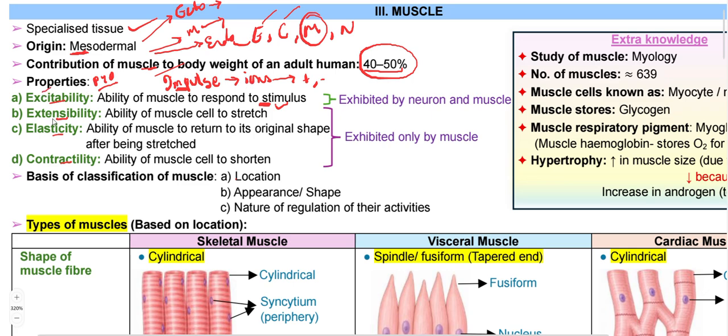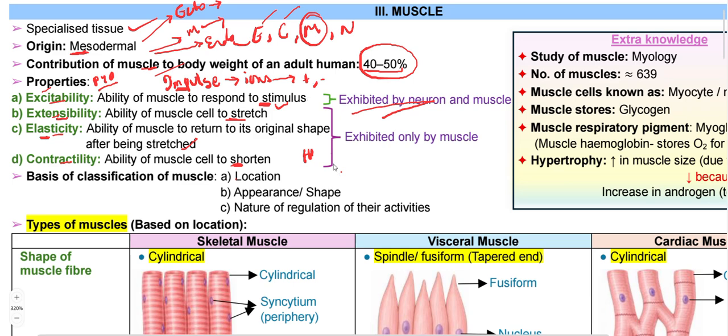Then extensibility, the name itself says that the muscle will be able to stretch, to extend itself. Then elasticity, that is, the muscle has stretched, then it has to come back to its original position also. Coming back to the original position after being stretched, we call elasticity. Then contractibility, that is the cell gets shortened, it contracts. We are going to study the whole mechanism of muscle contraction. So these four are the properties of the muscle.